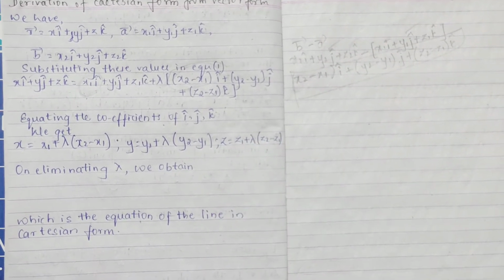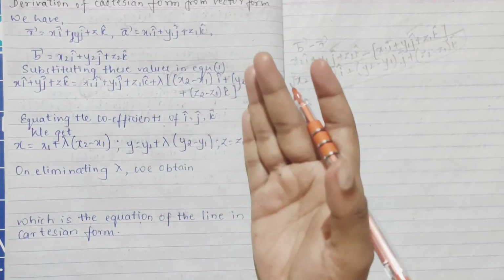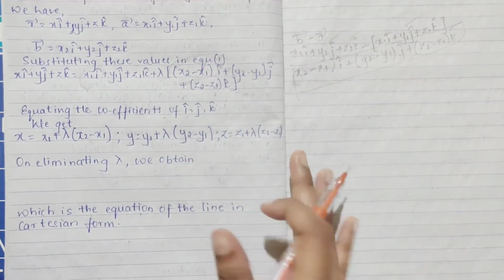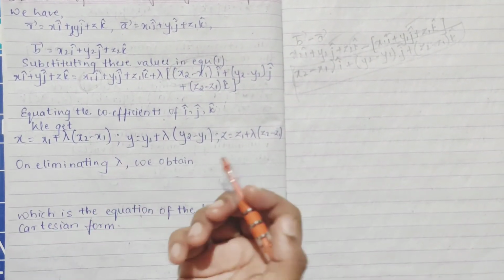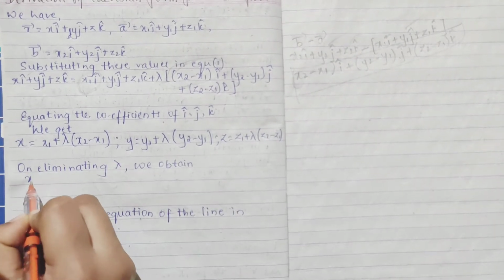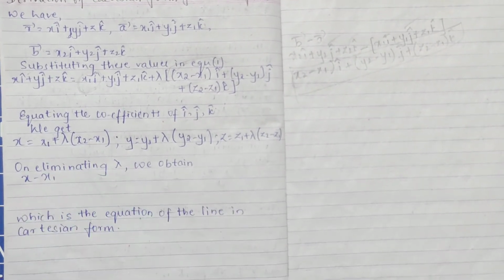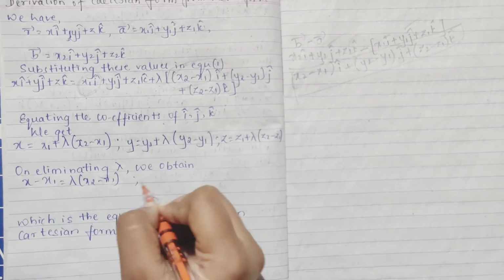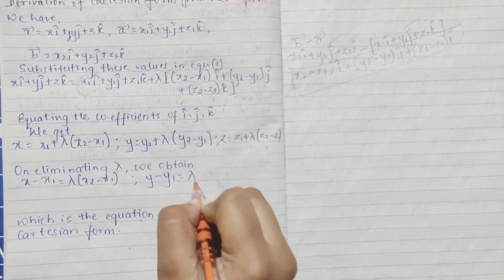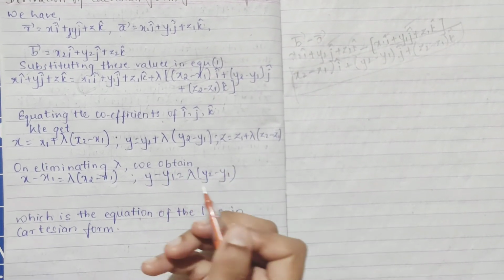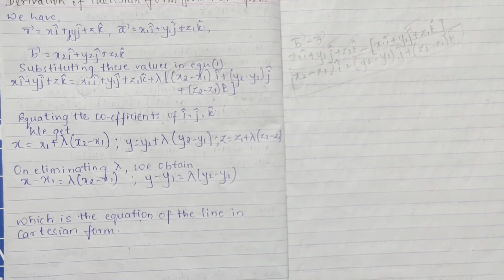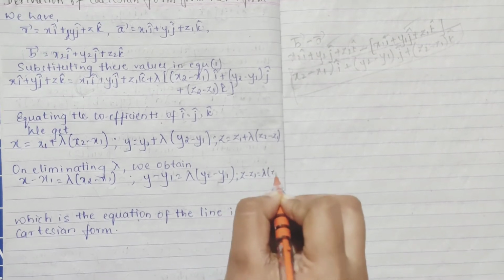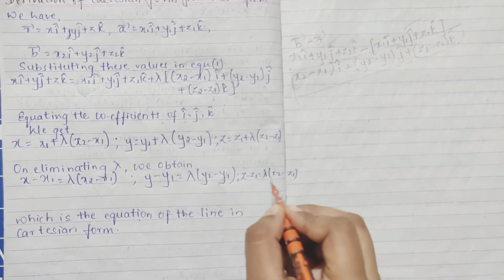Simple it is, right? When you equate real to real, imaginary to imaginary, you do it like this. So i to i, j to j, k to k. Now as previously, we are eliminating our lambda. Eliminating lambda means we get x minus x1 equal to lambda times x2 minus x1, y minus y1 equal to lambda times y2 minus y1, and z minus z1 is equal to lambda times z2 minus z1. Please note it.